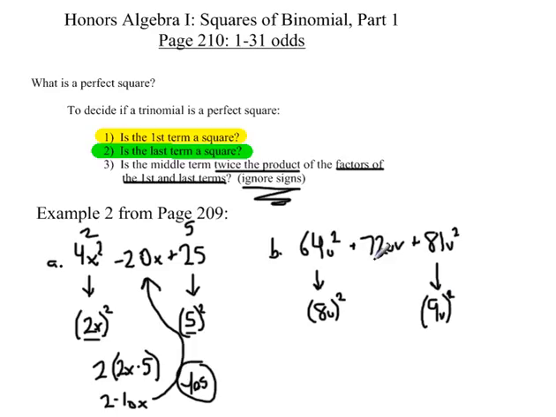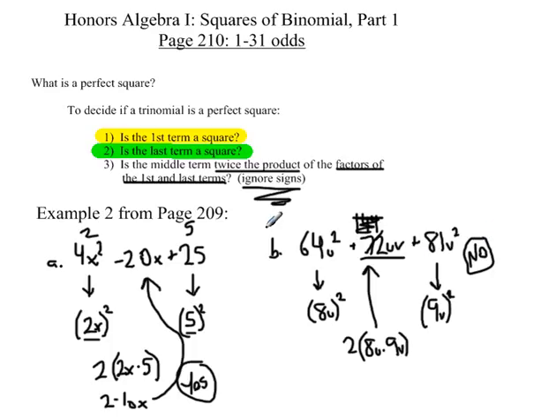Now this is not a perfect square because what you're going to do is multiply 8u times 9v and then double that to see if that equals your middle term. And it doesn't. 8u times 9v is 72uv. In order for this to be a perfect square, this would have had to been doubled to 144. So 144uv as a middle term gives you a perfect square. But since it was 72uv, then this example is not a perfect square. So that's how you determine that.